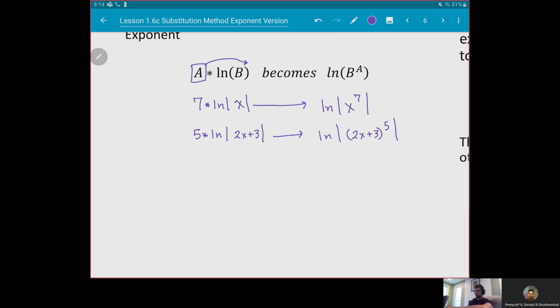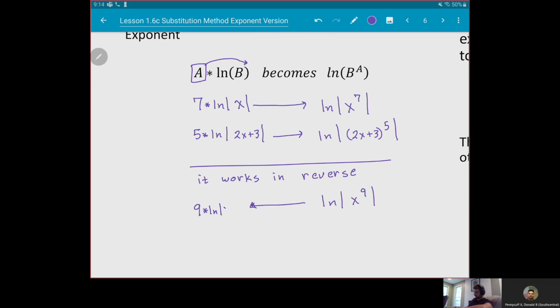And something just as important, it also works in reverse. And this is very important in a lot of fields. If you have ln of x to the ninth, it can actually come out and turn into 9 times ln of x.